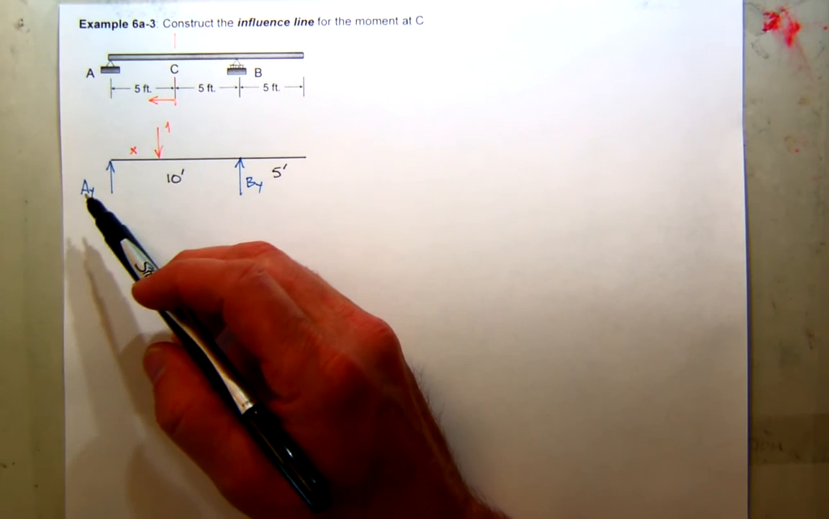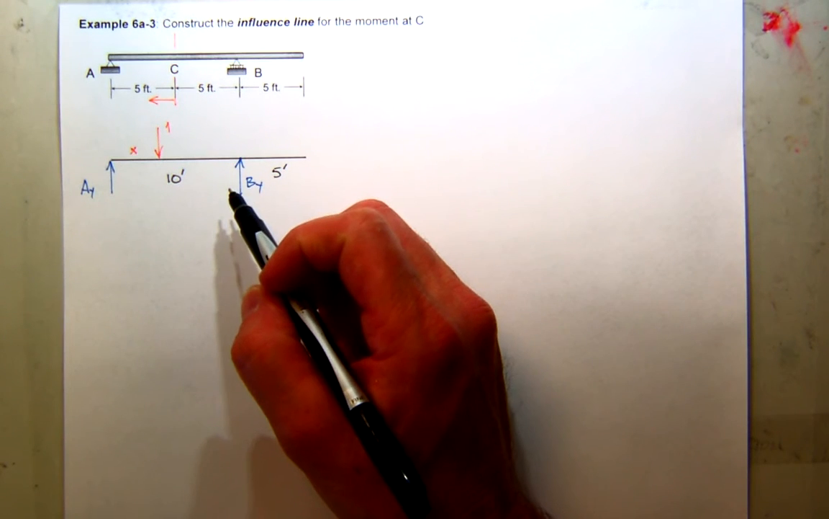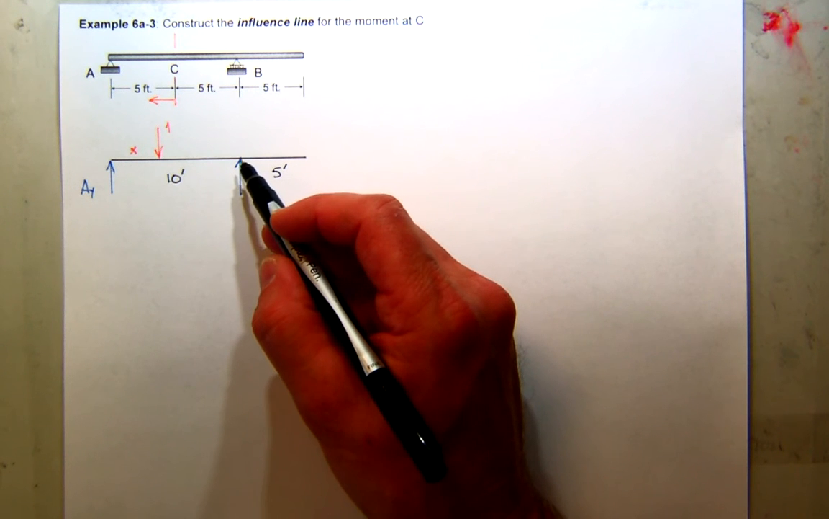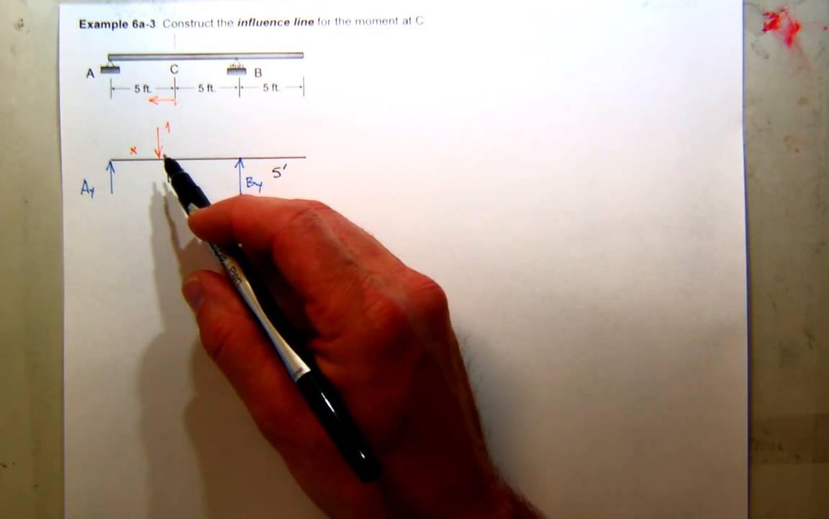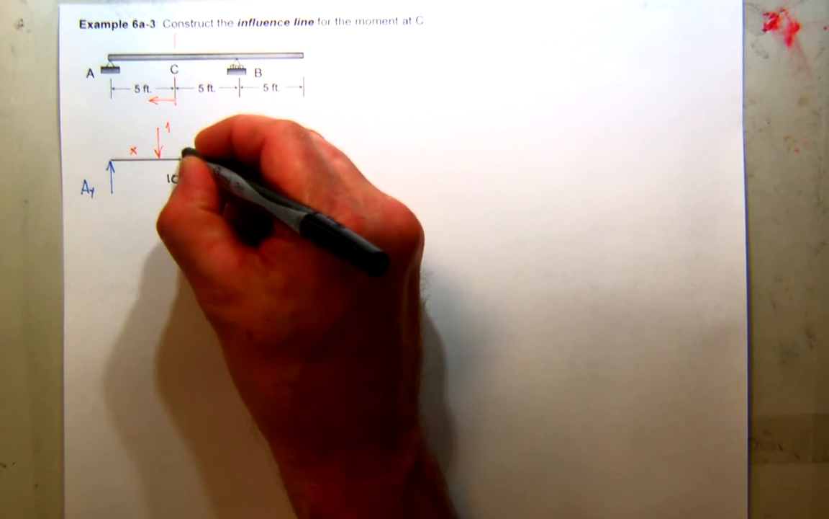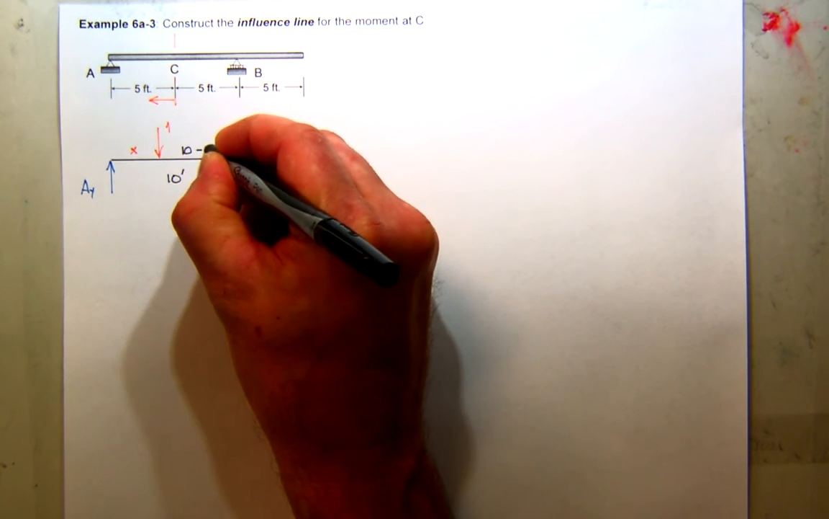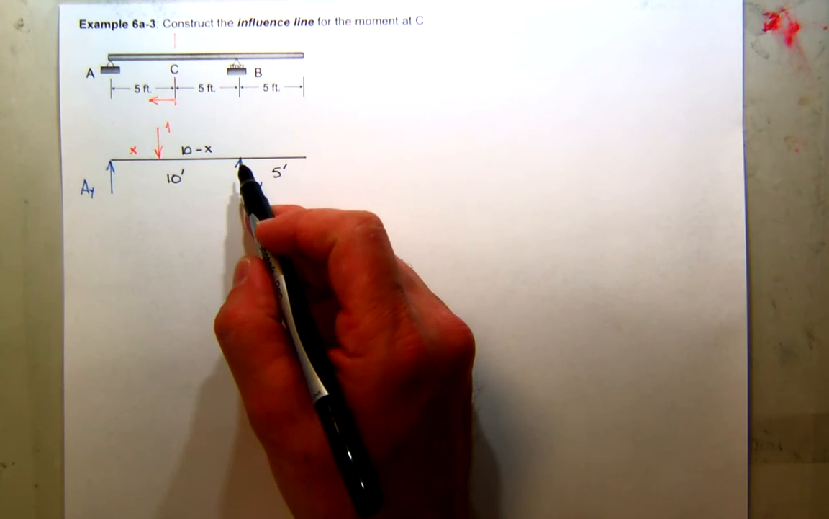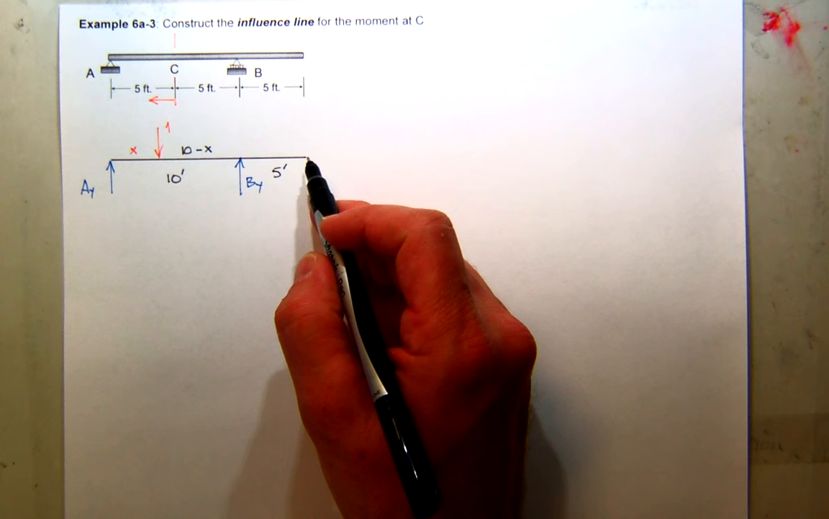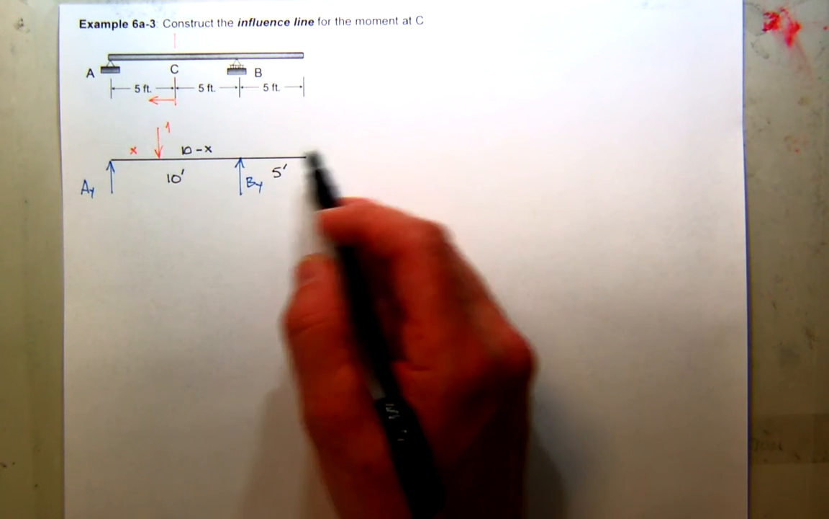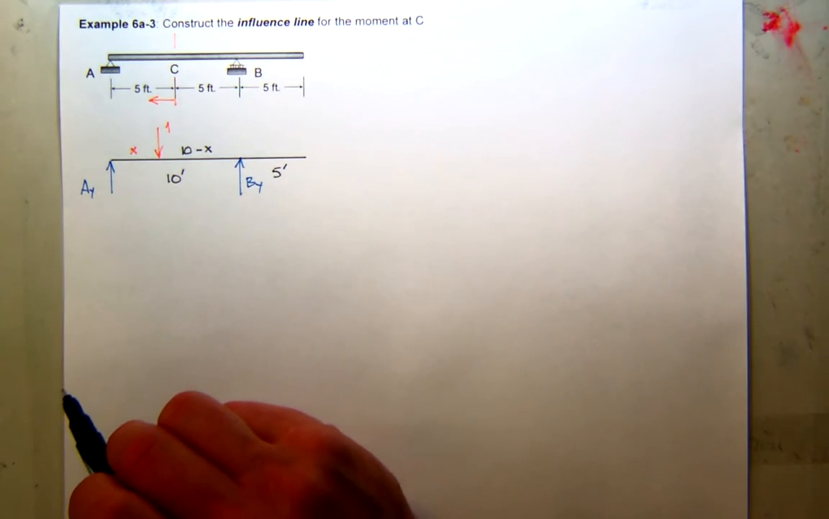So how to find my reaction at A? Okay, we need some moments about B. And you can see I need to know the distance from B to the unit load. What would that be? It's going to be 10 minus X. See that? Which is kind of interesting too. What happens if X becomes 15? 10 minus 15 is negative 5. See, it'll switch directions automatically.